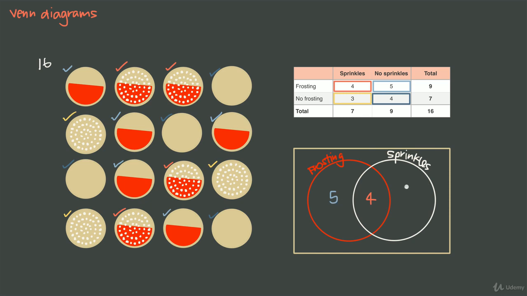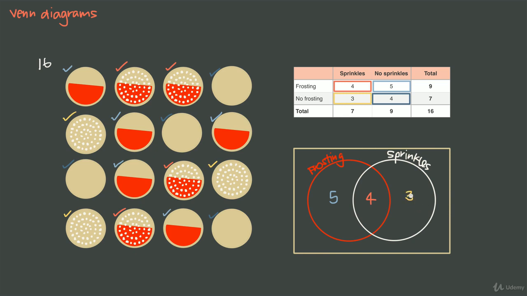Now this piece of area is the exact opposite scenario. In this piece of area, we're inside the sprinkles circle. So this is going to represent cookies that do have sprinkles. But we're outside the frosting circle. This is the boundary here of the frosting circle. We're outside of it. So this is going to be sprinkles, but no frosting. So how many cookies have sprinkles but no frosting? Well, here's sprinkles in the first column. No frosting is in the second row. That's 3 cookies. So we put a 3 right there.